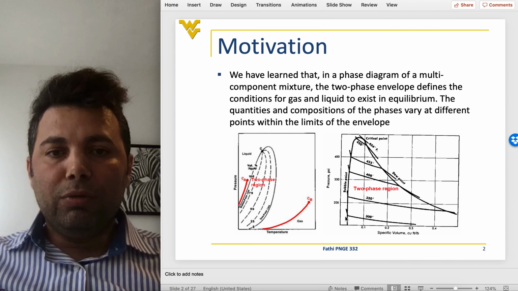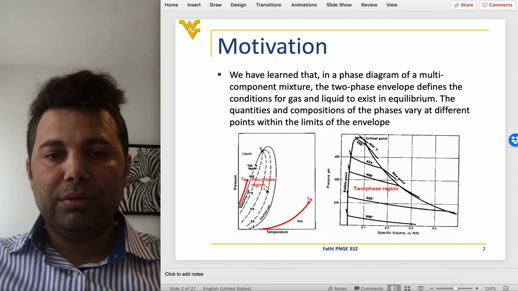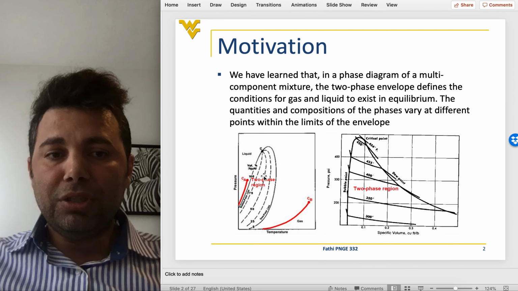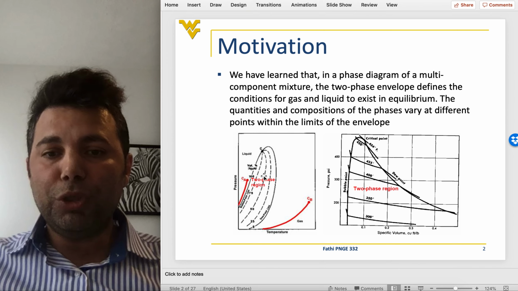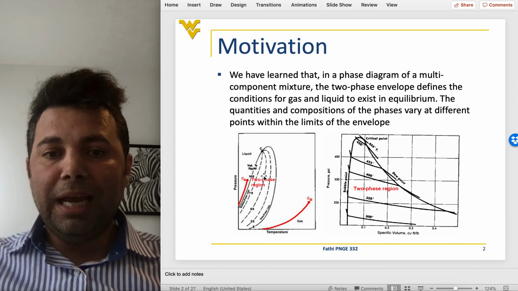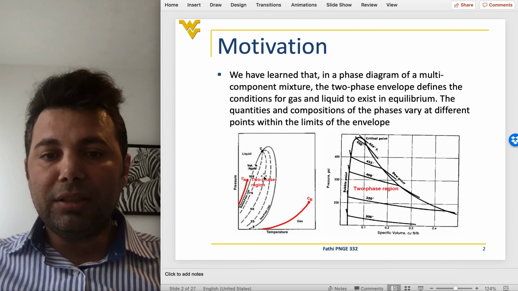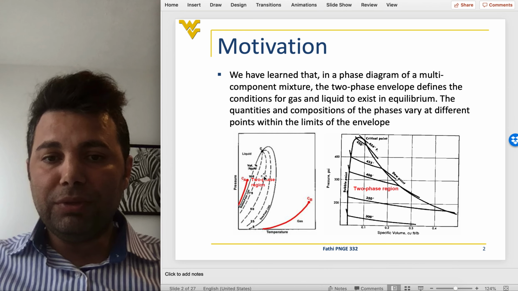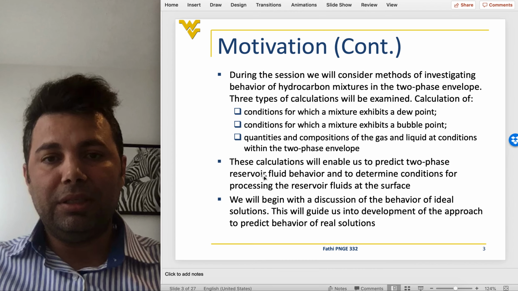Okay, so we have learned that in the phase diagram of a multi-component mixture, the 2-phase envelope defines the conditions for gas and liquid to exist. So the quantities and the compositions of phases vary at different points within the limits of the envelope. It really depends on how much of which component is added, and depending on that, the envelope can shift to the left or right. But at every point inside the 2-phase region, we should be able to find the composition of the gas, the composition of the liquid, and their quantities. So this is the question that we are going to address in this lecture.